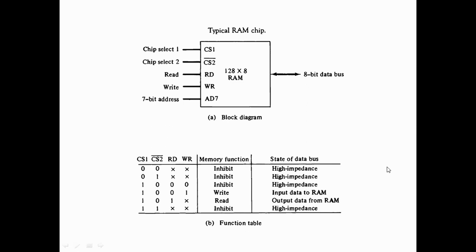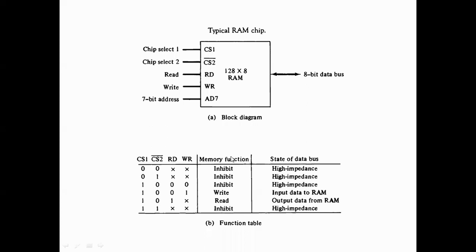Data buses can be created using 3 state buffers, and by that there will be 3 states. One state will be high, that is 1. The second state will be 0, low, and there will be a third state called high impedance state. High impedance state means that the bus is not carrying anything. So in this third state, the bus is not carrying anything.